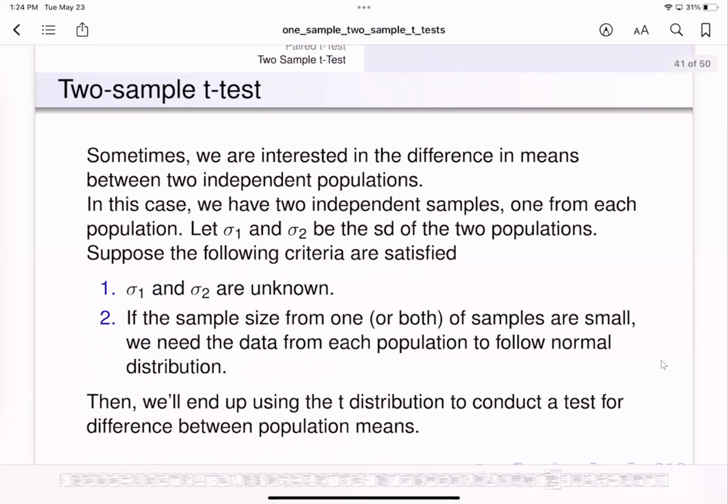If the data from the two situations both have small sample size, in that case, we'll have to make an assumption about the normal distribution on both populations. And then we will proceed again using some t distribution with certain degrees of freedom to conduct the test. As we proceed, you will see that regardless of the variances being equal or not equal, we will have a corresponding t distribution, but the two situations will have different degrees of freedom in the t distribution.